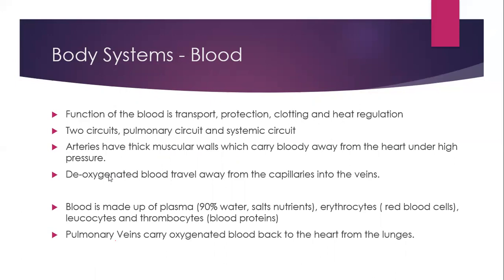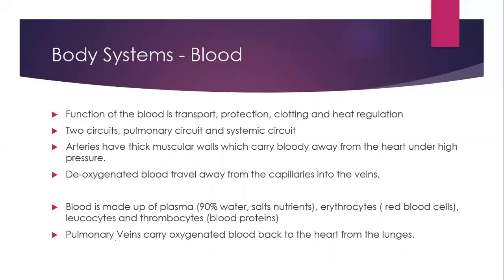So you've got two circuits, the pulmonary circuit and the systemic circuit. The pulmonary circuit is where the deoxygenated blood is pumped from the heart to the lungs. And then the systemic circuit is the oxygenated blood pumped from the lungs to the rest of the body.